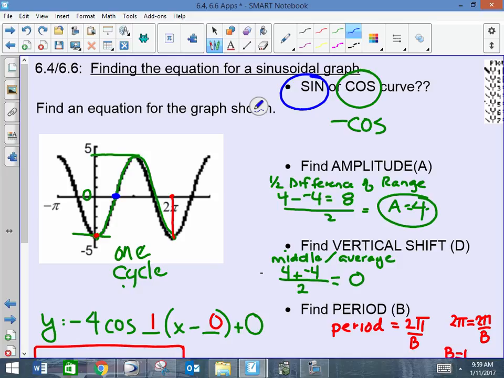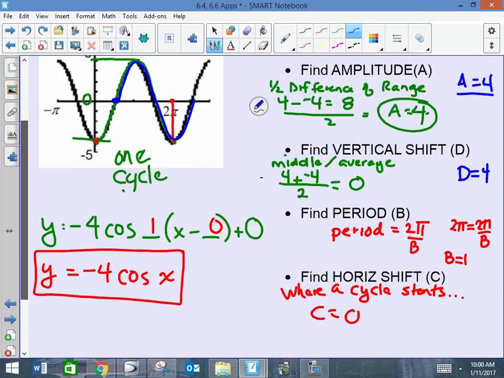Okay, so this is my sine cycle. All right, so that's the first thing. Of course, your A is going to be the same. Okay, we have a positive sine. A is 4. Vertical shift. Now, we didn't have a vertical shift before. We're not going to have a vertical shift now. All right, the middle is still going to be found the same way. Okay, my period is going to be the same.